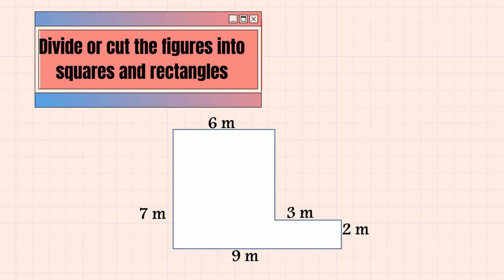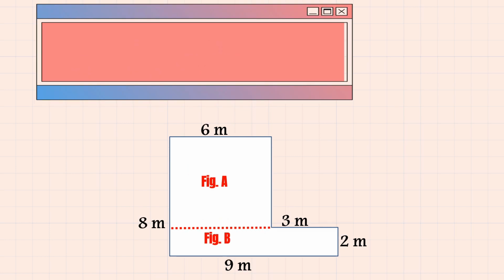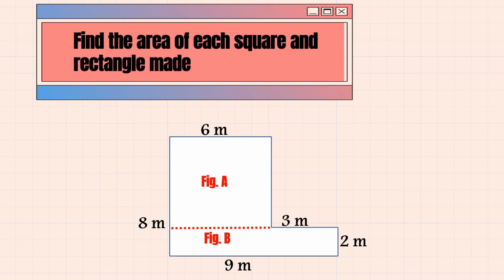Number 1, you're going to divide or cut the figure into squares and rectangles. Okay, so we divided this irregular figure into two parts. We call the first part our figure A and the second part our figure B. Next step, you're going to find the area of each square and rectangle made.